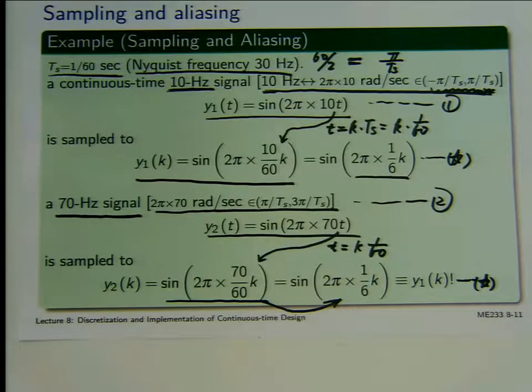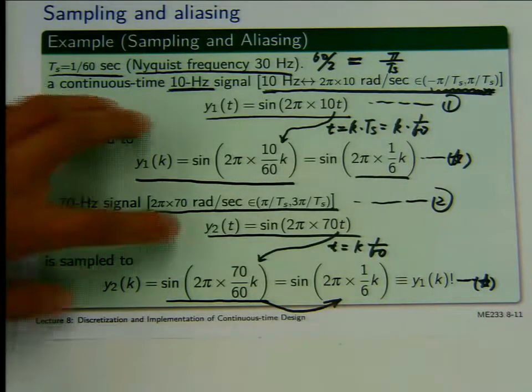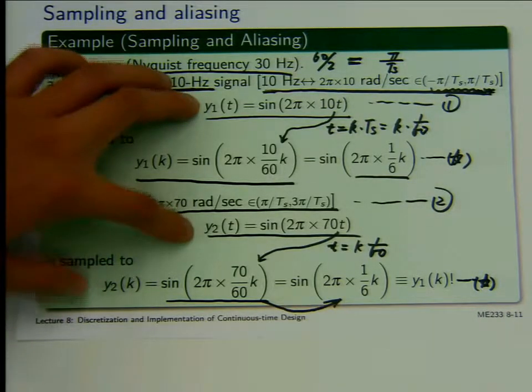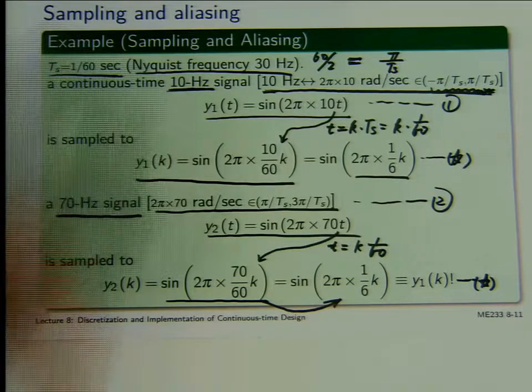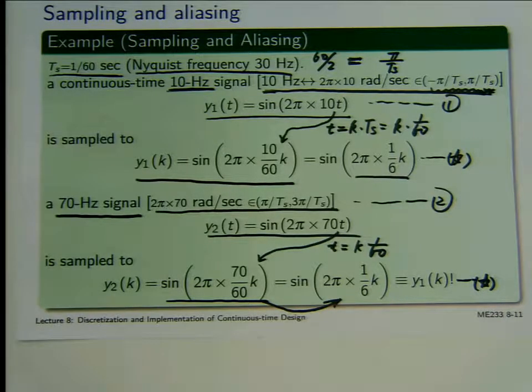So what should I do in this case if I encounter this kind of situation? If I want to be able to recover both 10 hertz and 70 hertz, what should I do? Say that again. And then do what?